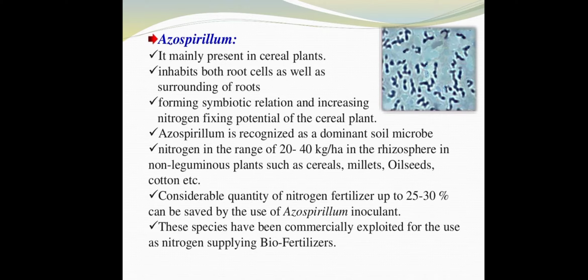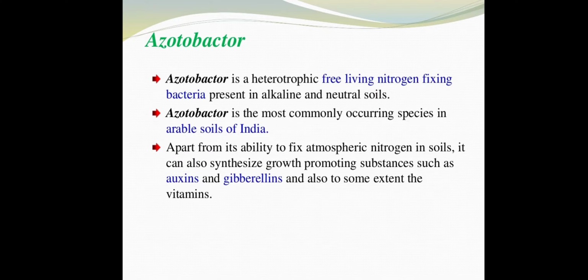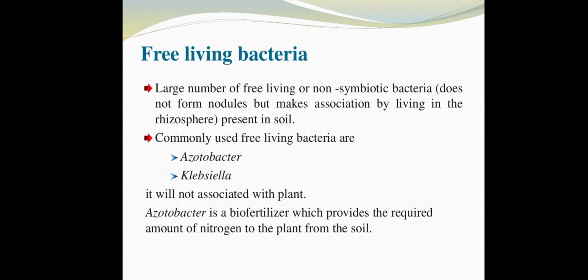Then coming to Azospirillum, it is mainly present in cereal plants. It inhabits both root cells as well as surrounding of roots. It forms symbiotic relations and increases the nitrogen fixing potential of the cereal plant. Then coming to free living bacteria, examples like Azotobacter, Klebsiella, they are not associated with the plant. Azotobacter provides required amount of nitrogen to the plant from the soil.